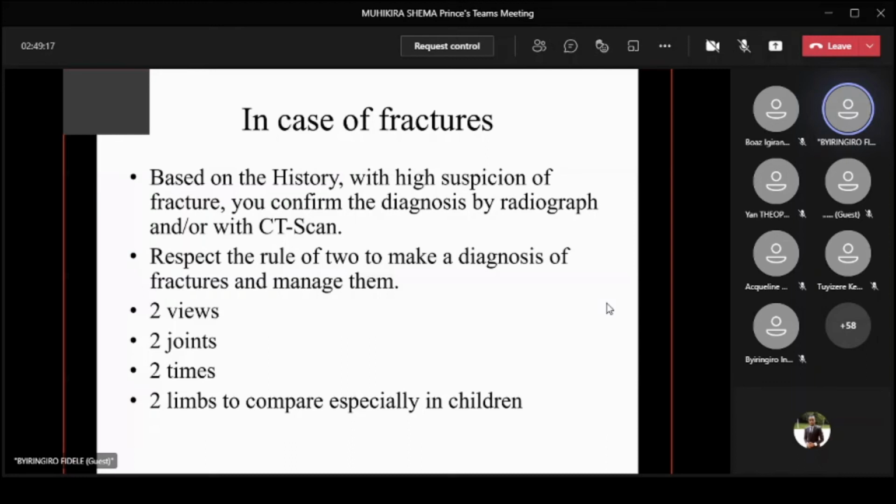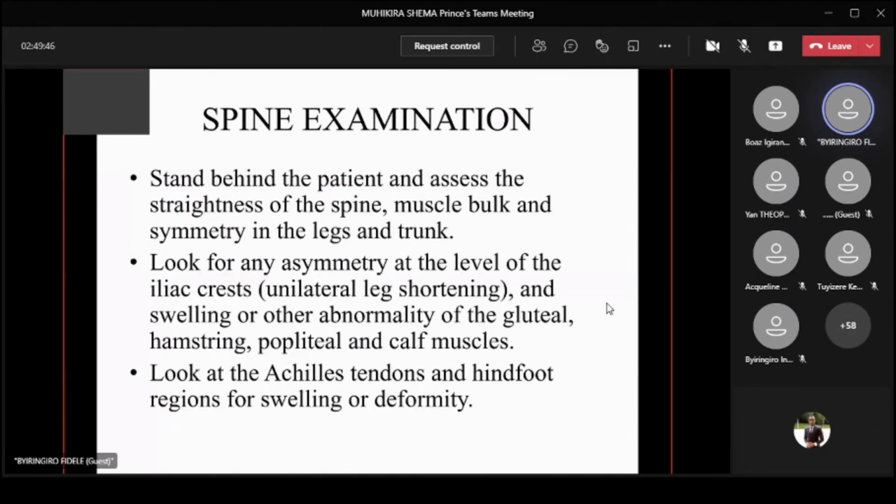So for the spine examination, you have to stand behind the patient and assess the straightness of the spine, muscle bulk, and symmetry in the legs and trunk. You have to look for any asymmetry at the level of the iliac crest, unilateral leg shortening, and swelling or other abnormality of the gluteal, hamstring, popliteal, and calf muscles. You have to look also at the Achilles tendons and hindfoot regions for swelling or deformity. You have to stand beside the patient and ask them to bend down and try to touch the toes. This highlights any abnormal spinal curvature or limited extension of the hips.